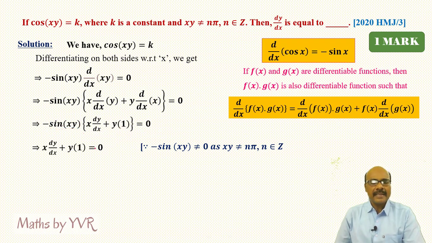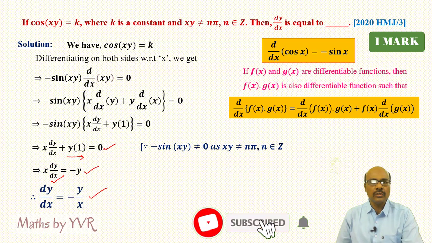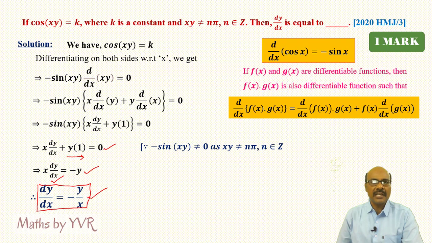Then see, x into dy by dx plus y into 1 is equal to 0. The term y we can shift to the right side. Then what will we get? x into dy by dx is equal to minus y. Now we need to find the value of dy by dx. Therefore dy by dx is equal to minus y by x. So this is the final answer for the given question. That means the derivative of the given function is minus y by x. I hope you understand.